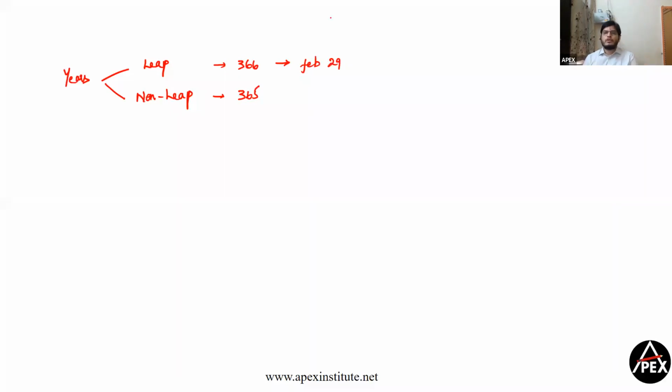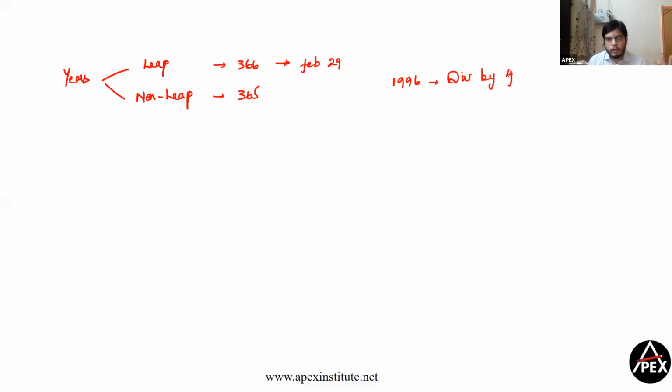So how will you determine whether a given year is a leap year or not? For example, if I give you 1996, is it a leap year? How did you determine that? How can you determine whether it's a leap year or not? Okay, it should be divisible by 4.